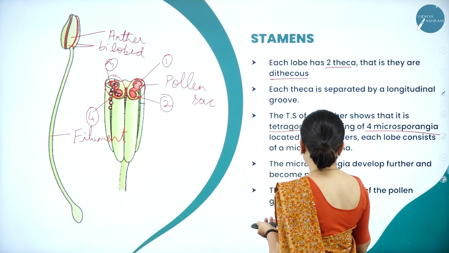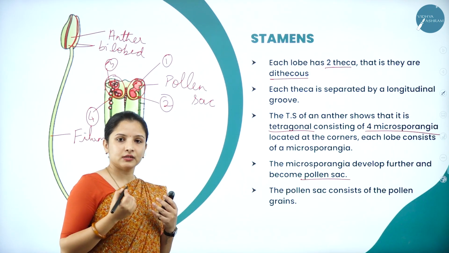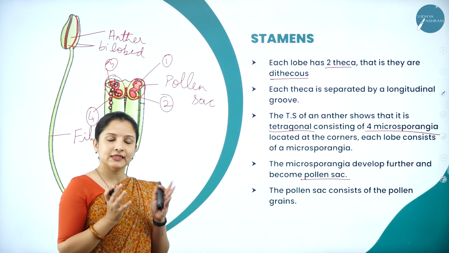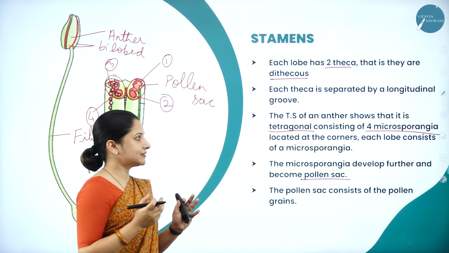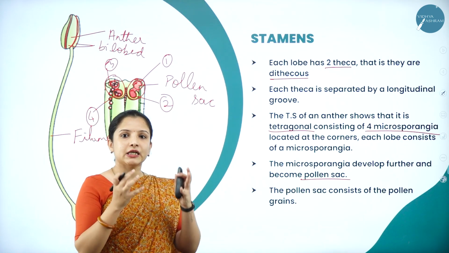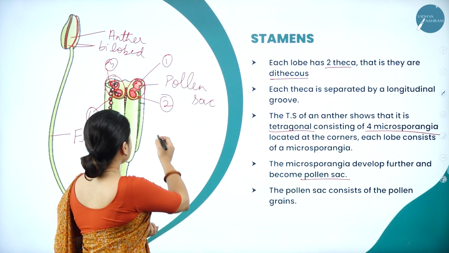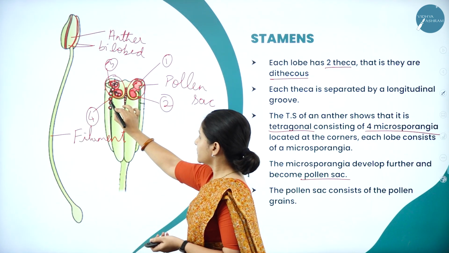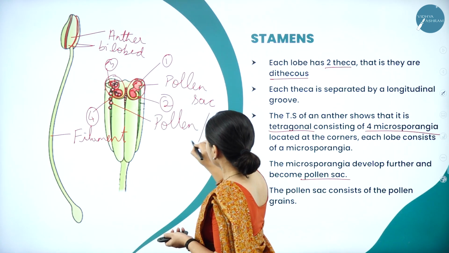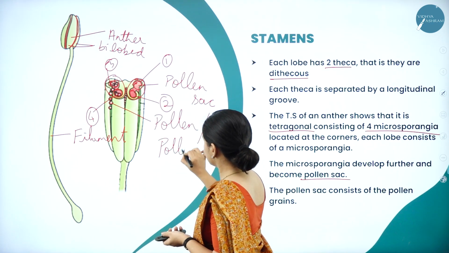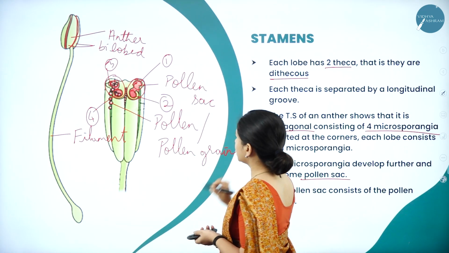Sac is something to hold a material. Something that holds another material, you call it a sac. So pollen sac, obviously it will hold the pollens inside it. Inside the pollen sac, you can see small structures which are spherical. These are the pollen or the pollen grains.